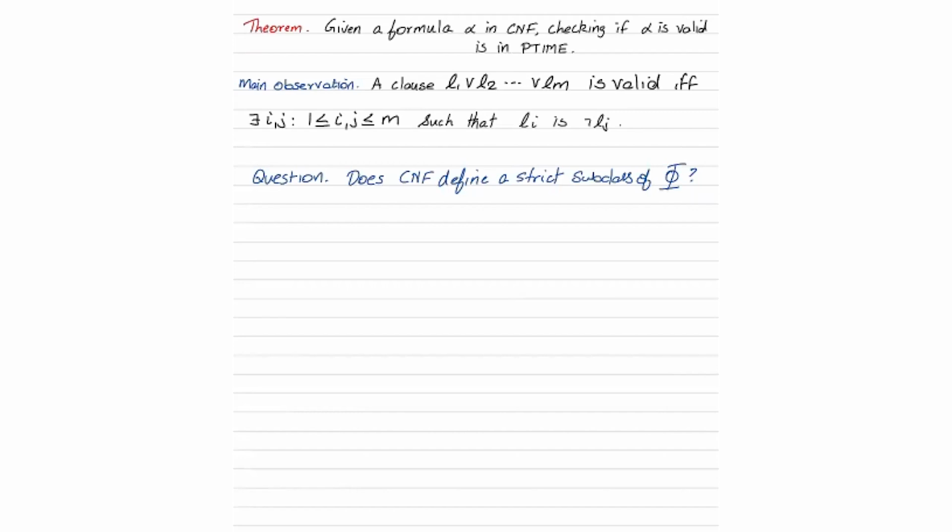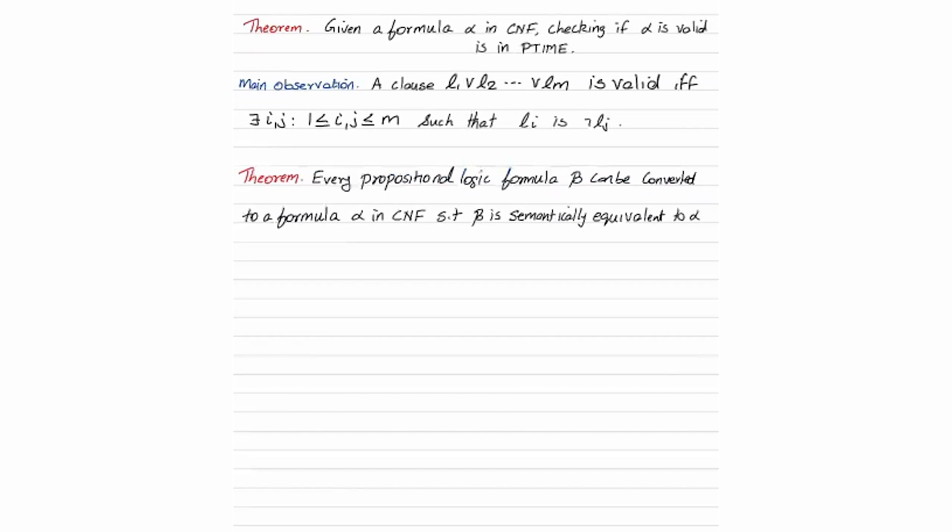Now the obvious question is: what about CNF? It's a syntactic restriction of propositional logic. Does it define a strict subclass of propositional logic, because you have this validity procedure which is very efficient for CNF? It turns out that no, that's not the case. Every propositional logic formula can be converted into a formula in CNF such that these two formulas are semantically equivalent. Of course, syntactically they'll look different, but semantically they are equivalent. So CNF is not a strict subclass. Every formula can be converted into a CNF.